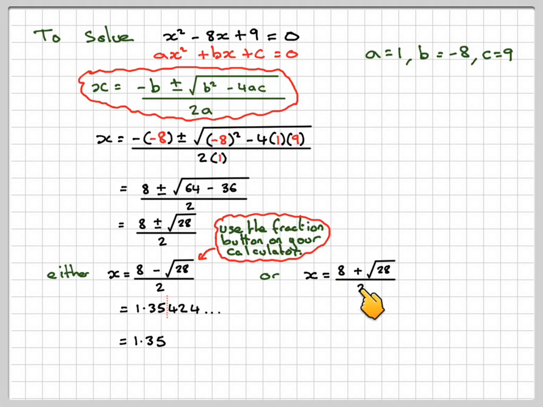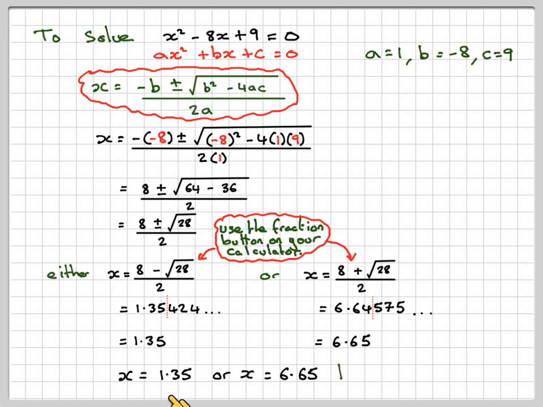Or x is equal to 8 plus the square root of 28 over 2. So if you've entered this in, just do the replay button and then change that minus sign to a plus, again making sure that we've used the fraction button. So we're going to get 6.645. That 5 will make that 4 a 5. So we get an answer of 6.65. So x is going to be equal to 1.35, or x is equal to 6.65 to 2 decimal places.